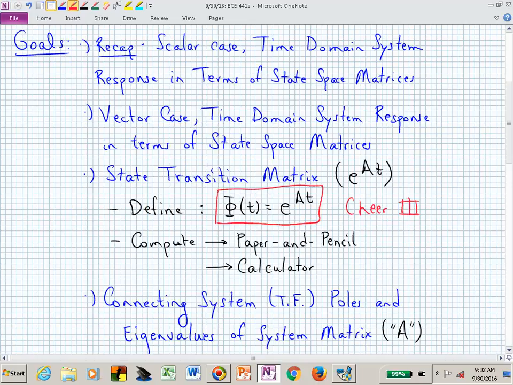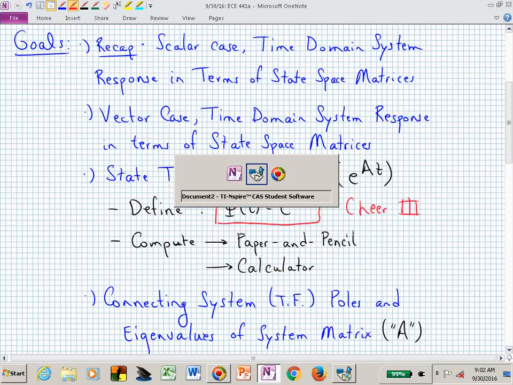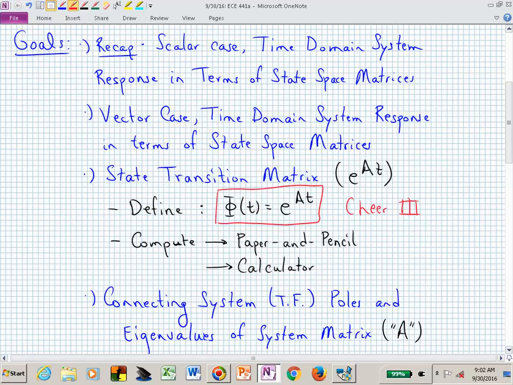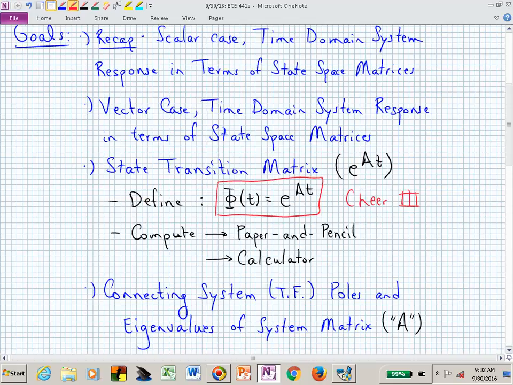We'll look at two different ways of computing that matrix exponential, e to the AT. We'll do it with paper and pencil, and we can also show it with a calculator. I'm already preloaded with my calculator, so we're ready to start typing in some of those equations. And I want you to be clear on the poles of your transfer function being the same as the eigenvalues of the system matrix. So if you know one or the other, you know a lot about the characteristic behavior of your system, how it naturally wants to shake or how it wants to behave.